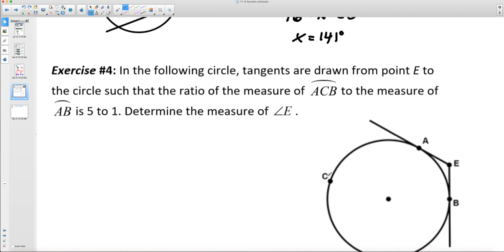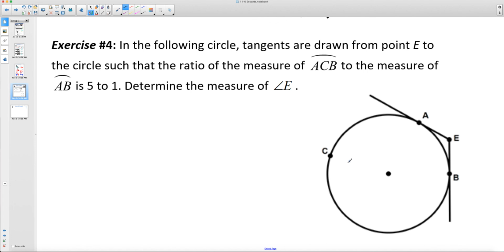And our last one, in the following circle, tangents are drawn from point E to the circle such that the ratio of ACB to the measure of AB is 5 to 1. So for every one of AB, there's going to be 5 of those. So ACB, we could say, is 5x, and AB is x. Okay? What is the measure of angle E?